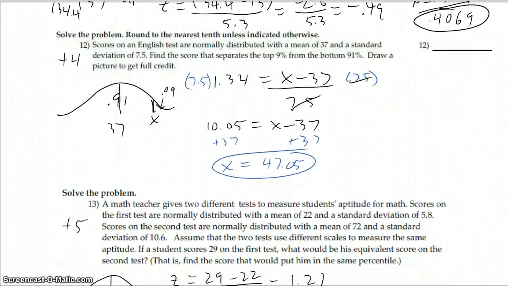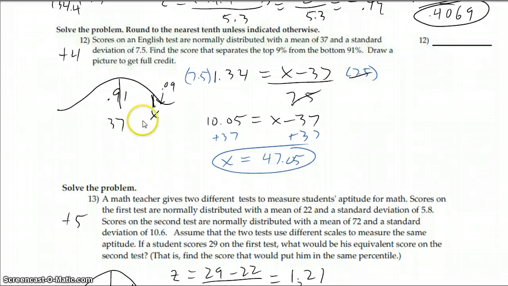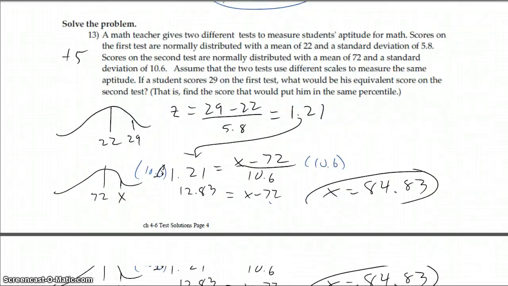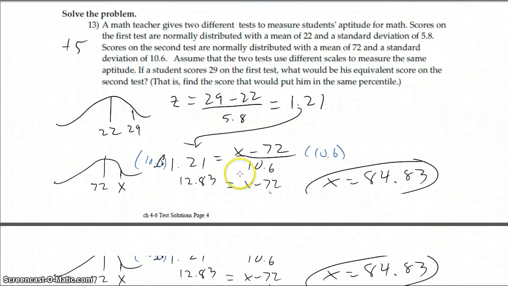On 12, they want to find the score for the top 9%, which is the same thing as the 91% is below. If you look up 0.91 in your z-table, you get 1.34 for the z-score, and we don't know what test score that is. And the average is 37, standard deviation is 7.5. So we multiply both sides times 7.5, and then we end up adding 37, so 47.05 would put you in the 91st percentile.